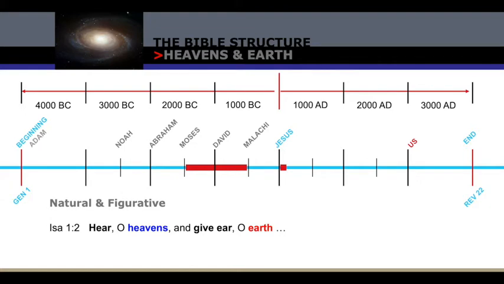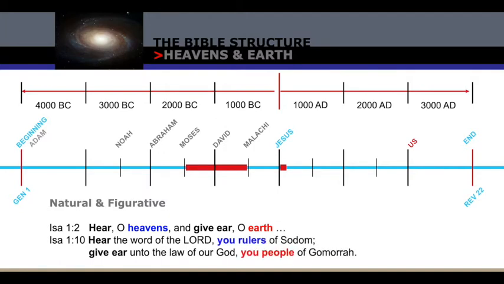So when we come to looking at the Bible, we see that sometimes the language is natural, but sometimes it is figurative. Now in Isaiah chapter 1 and at verse 2, we read these words, "Hear, O heavens, and give ear, O earth." And then Isaiah chapter 1 and at verse 10, "Hear the word of the Lord, you rulers of Sodom, give ear unto the law of our God, you people of Gomorrah."